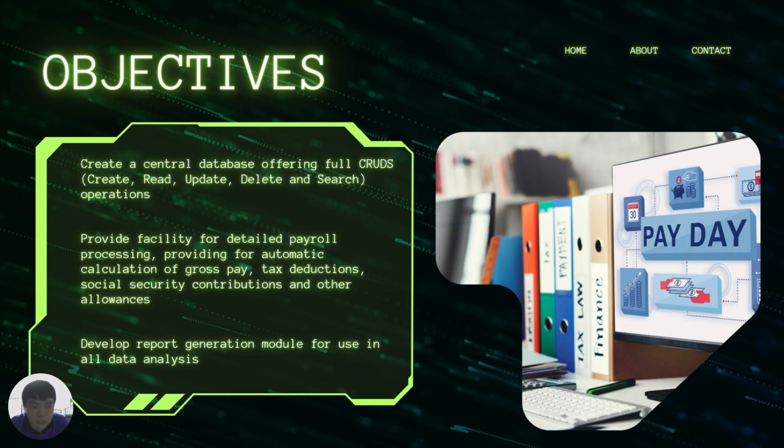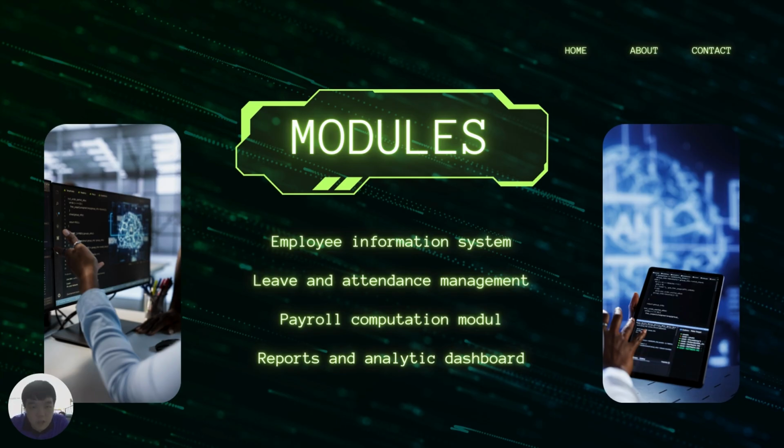The objective of the system is to create a central database offering full CRUD operations, such as create, read, update, delete, and search. Besides, I also aim to provide the facility for detailed payroll processing, with automatic calculation of gross pay, tax deduction, social security contribution, and other allowances. Finally, another objective is to develop the report generation module for use in data analysis. In this system, I include four modules, which are the employee information system, leave and attendance management, payroll computation module, and reports and analytic dashboard.